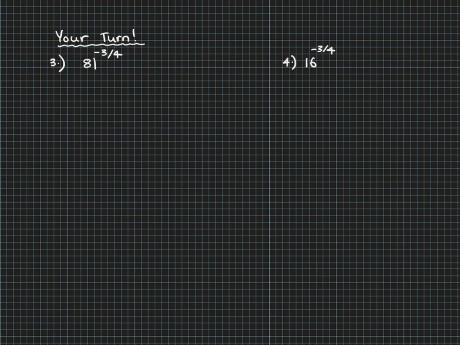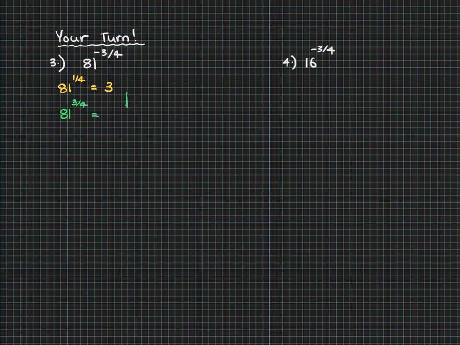81 to the power of negative 3/4. So we're going to do this in careful stages, starting with 81 to the power of 1/4, the denominator. So 81 to the quarter means the 4th root of 81, which by now we hopefully know means 3. Then 81 to the power of 3/4, the numerator.